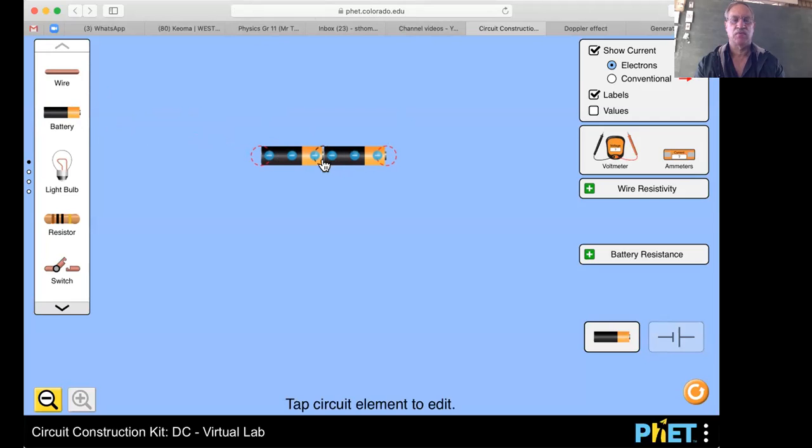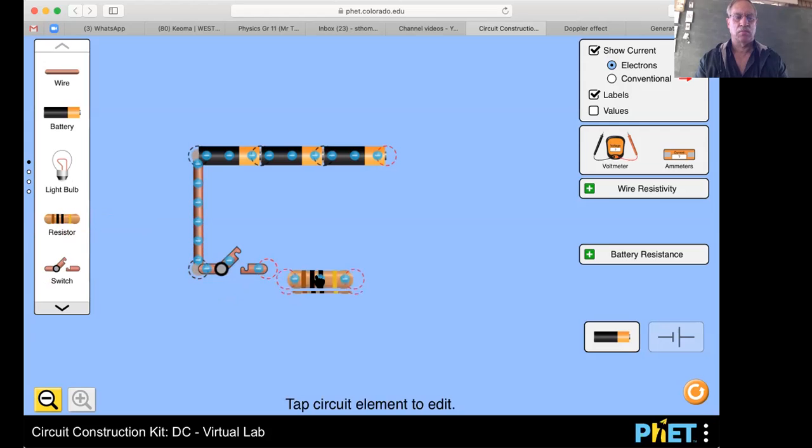There's the negative. That's a positive side, that's a positive side. I'm just trying to see if I can see a positive on that. Okay, you take three batteries. Then you can take a wire, join it onto it. Then you can move the wire down like that. You can add a switch to it, and you can add a resistor.